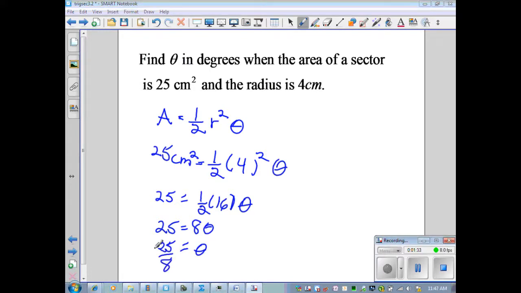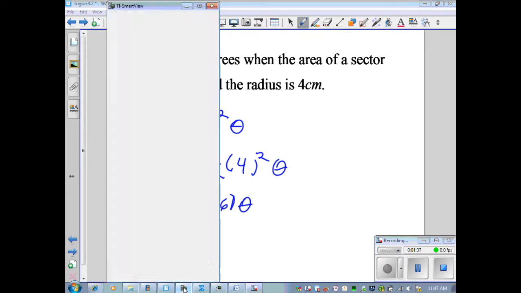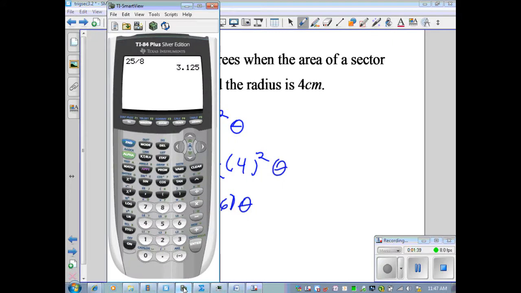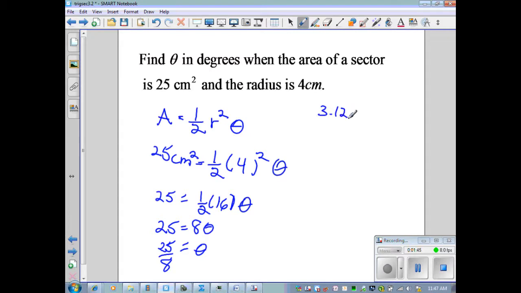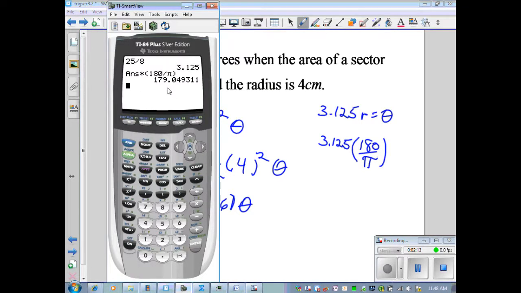Now we're going to enter that value in the calculator and get our solution for theta in radians. Here, we get theta equal to 3.125 radians. Recall, to convert this to degrees, we take 3.125 and multiply by 180 over pi. Then our solution, when we plug this into a calculator, is approximately 179 degrees.